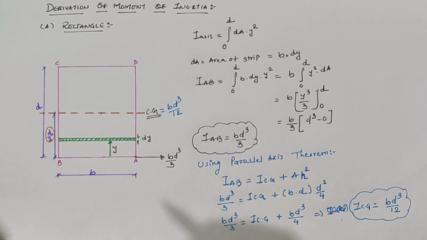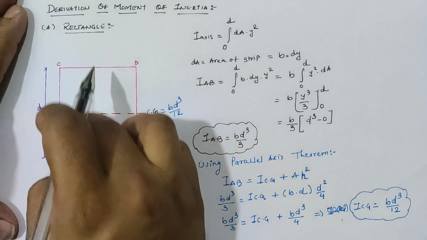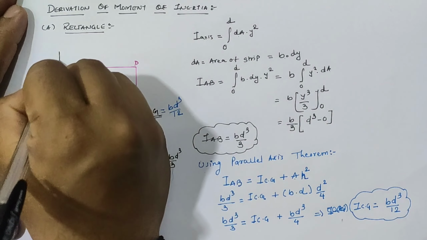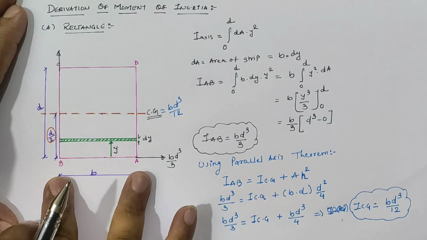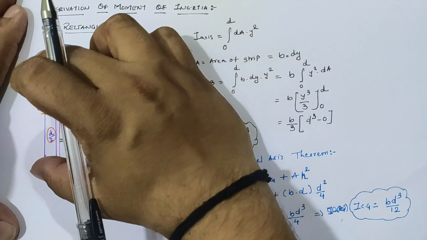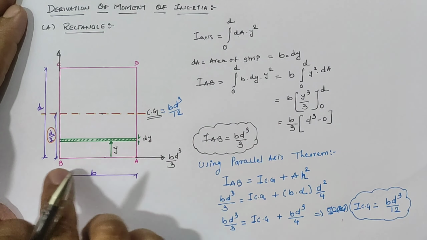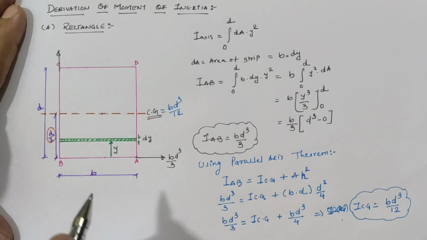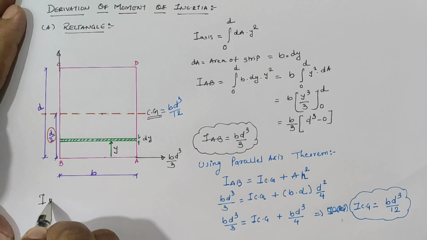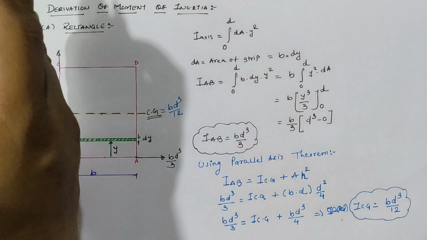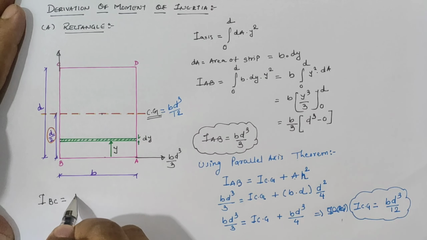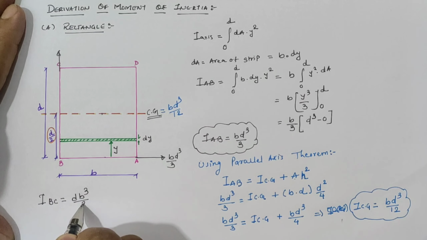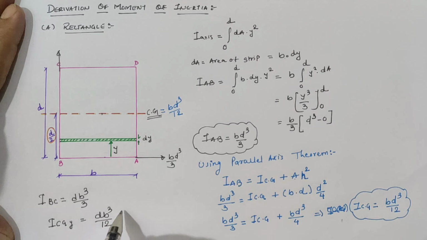Now if we take the strip in the vertical direction from the CB, then we can say that instead of b, we have the depth as a constant, and instead of limit from 0 to d, we have to limit from 0 to b. So b and d are interchanged, hence I_BC, or we can say the vertical axis base value, is db cube by 3 and I_CG in the y axis is equal to db cube by 12.